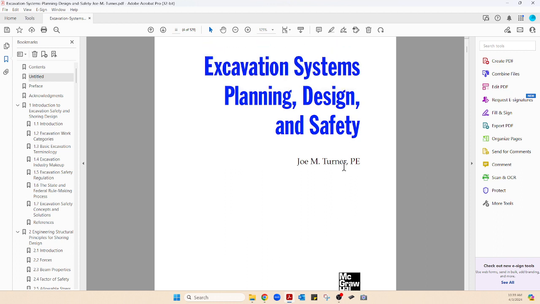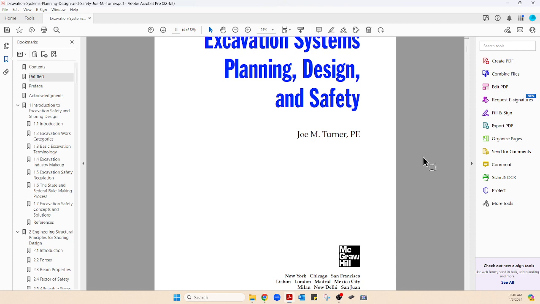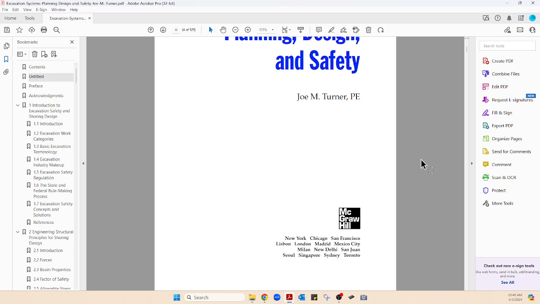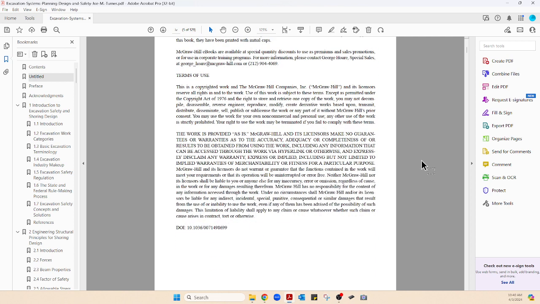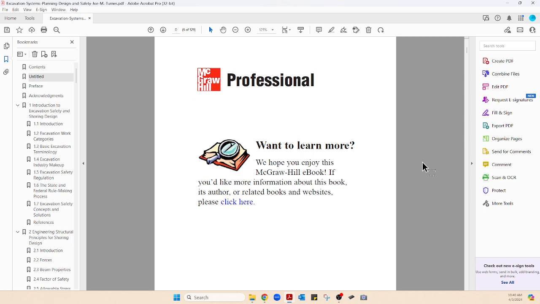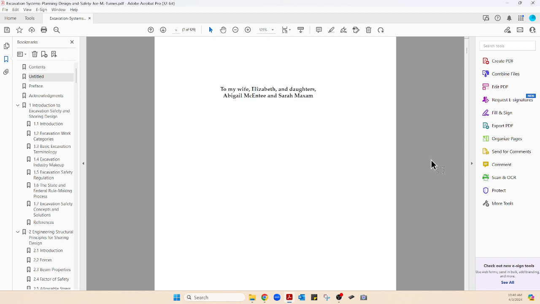The official name of the book, written by Joe M. Turner. I never heard of him till I came across this textbook, but he's been involved in protective system design for many years and has been a motivator, let's say, on safety in trenching and awareness of the difference between trenching as it relates to things like building highways. All have their hazards, of course.